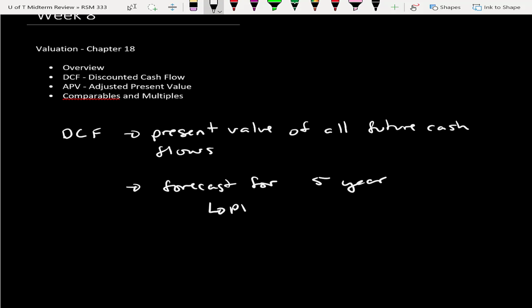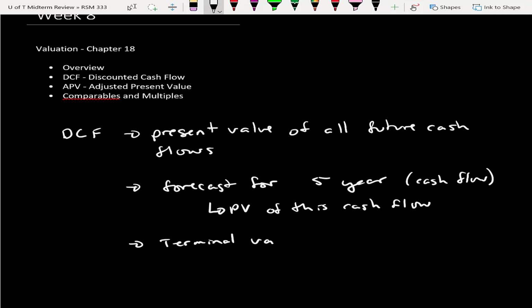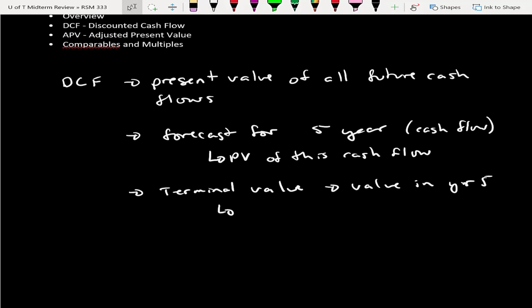And then you take the present value, and this I'll write here, cash flow. We're not talking about income, we're talking about cash flow. You take the present value of this cash flow, and then you take a terminal value. What's the business going to be worth at the end of the forecast? So value in year 5. And this often is estimated by some sort of multiple, or you could say it'll grow in perpetuity at 2% a year. So you take an estimate of the value of the business at that time.